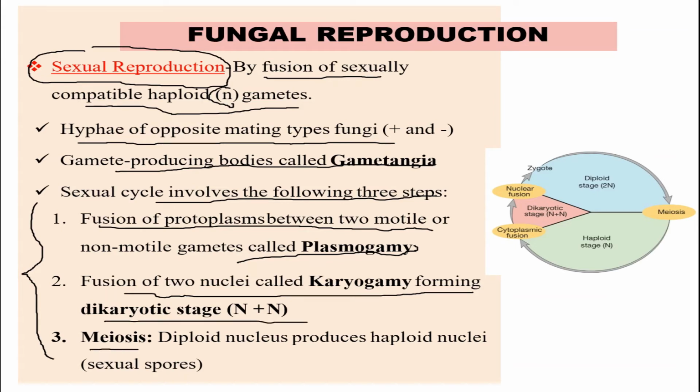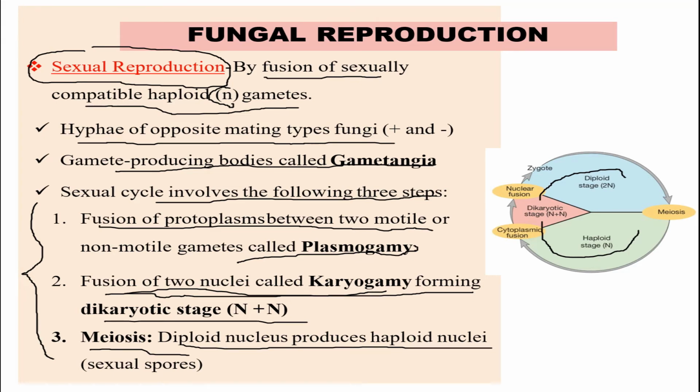Next we have meiosis, in which the diploid nucleus produces haploid nuclei. This is the cycle, as you can see. It starts from a haploid stage, moves to the dikaryotic stage, the fusion of two nuclei known as karyogamy, and then it moves to meiosis under the diploid state. This is a simple outline of the stages of fungal sexual reproduction.